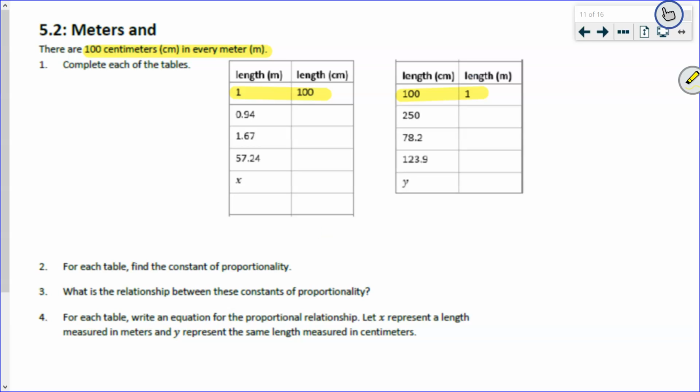The next thing I need you to do is, it says for each table, find the constant of proportionality. And guess what? You have to find the constant of proportionality in order to complete the table anyway. So that's already a step that you're taking. And then I want you to answer the question, what is the relationship between those 2 constants of proportionality? That's a lot to accomplish, but I bet you can do it. Online learners, pause the video until questions 1, 2, and 3 are answered. You can resume the video once you've done those things.